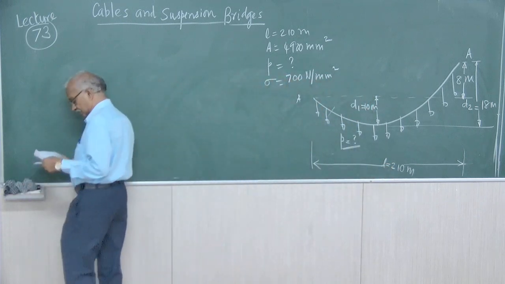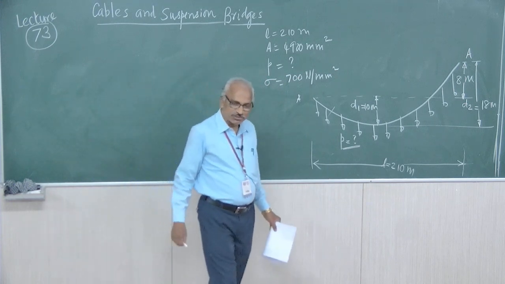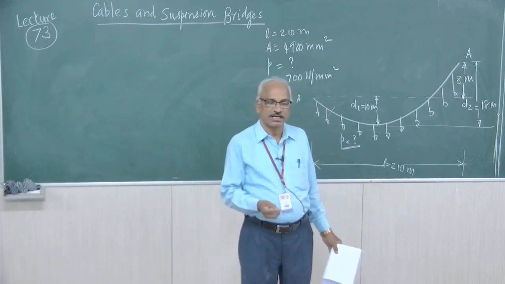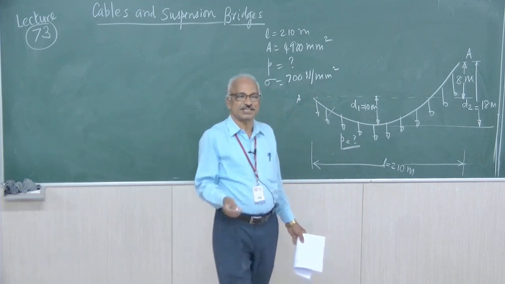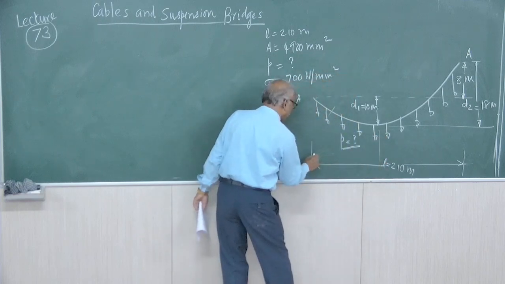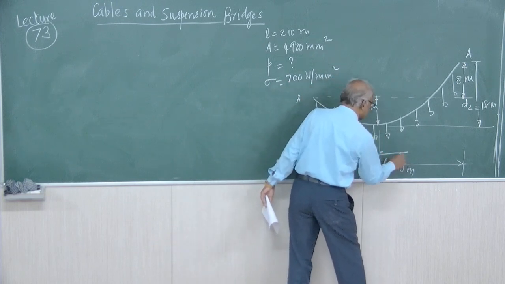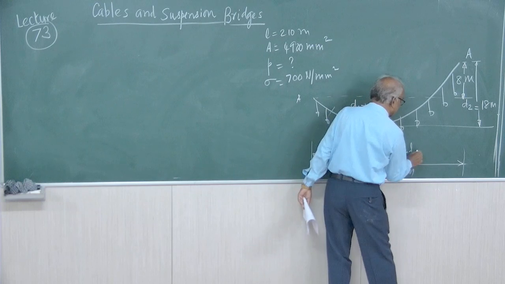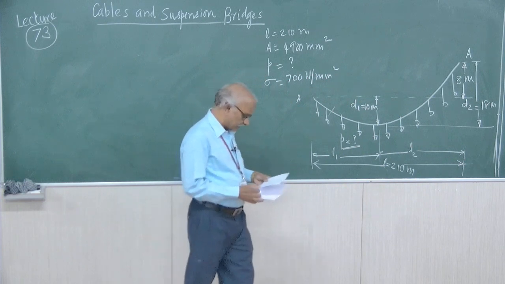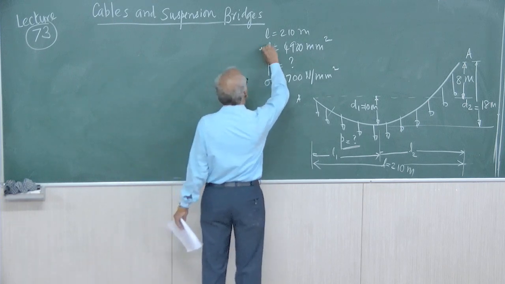Now, what is the value of P? The supports are at different levels. Therefore, the distance from A to the lowest point and the distance from C to the highest point will not be the same. It is unsymmetrical. If this is the lowest point in the cable, let us call this distance L1 and this distance L2. L1 and L2 will not be the same here because it is unsymmetrical. Supports are at different levels. And here they are given the value of area and sigma.